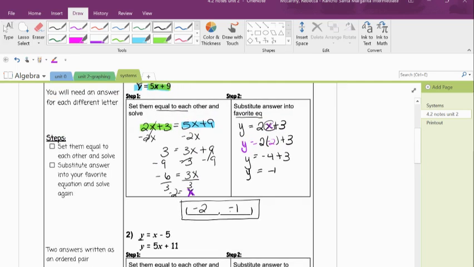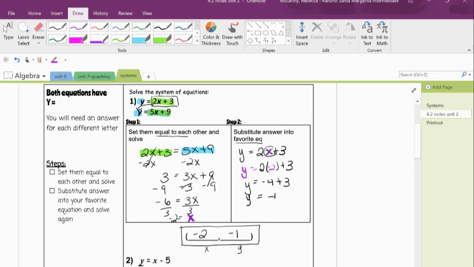So here is my answer, and I could do a quick mental check. Here's my x answer, and here's my y answer, and I could plug it into each one to see if it checks.